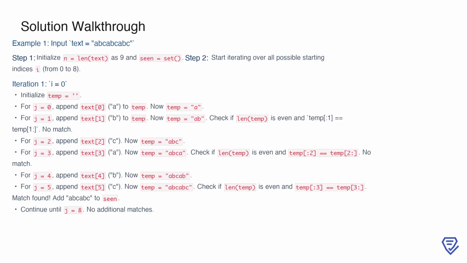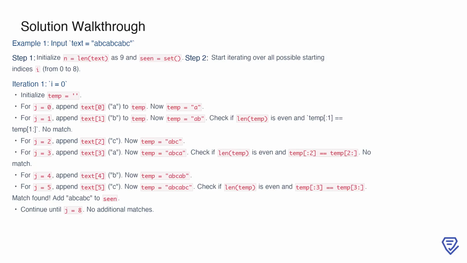For the first iteration where i is 0, we initialize an empty temporary string temp. As we iterate through each subsequent character in the string, starting from index 0, we append the current character to temp. For example, for j equals 0, temp becomes a, for j equals 1, it becomes ab, and so on. Each time temp has an even length, we divide it into two halves and check if the first half is equal to the second half. If they match, we know we have found an echo substring.